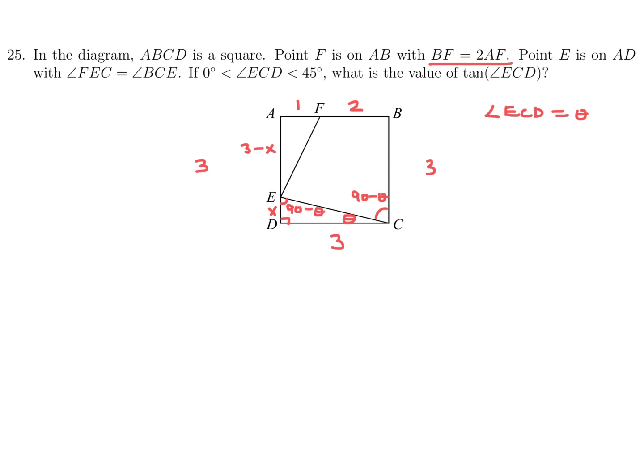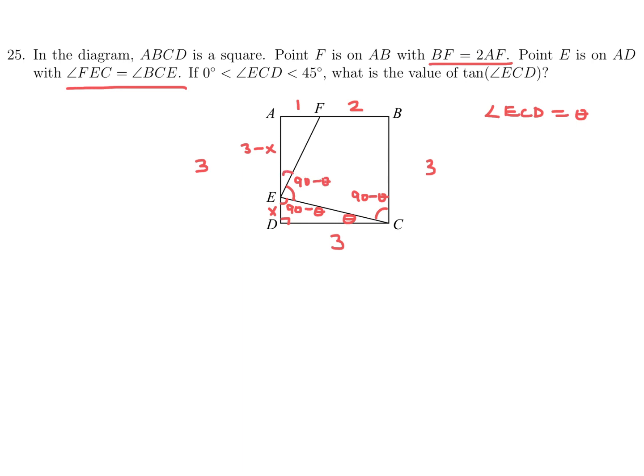And anything else that we know? Let me see here. Anything else that they told me? Oh, this is important. FEC is the same as BCE. So that means this is 90 minus theta. Okay, that was very important. So therefore, I can calculate this guy.